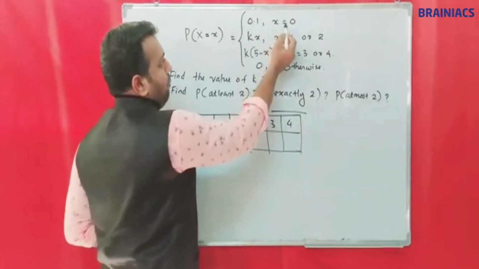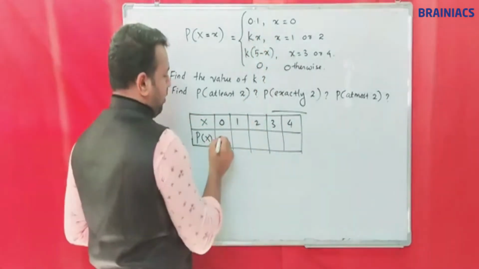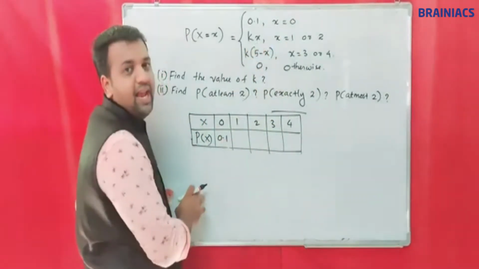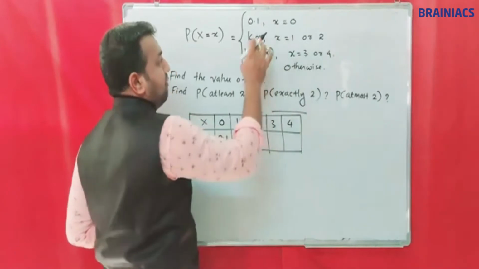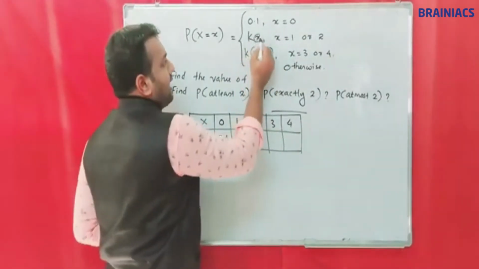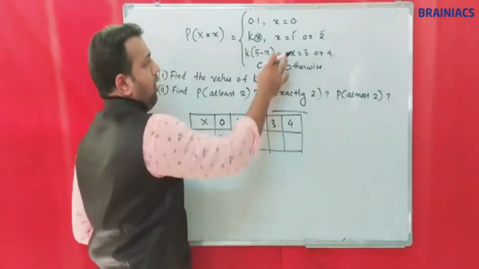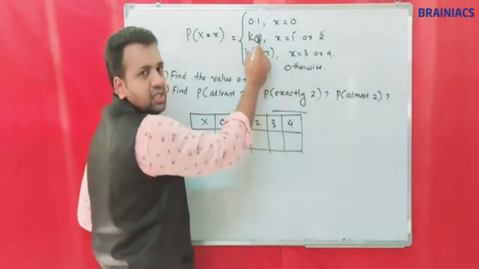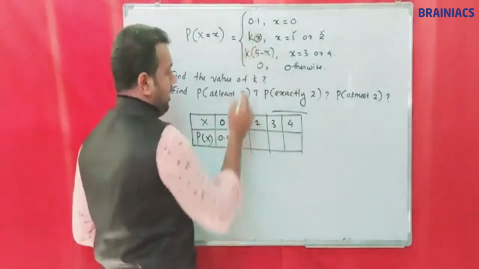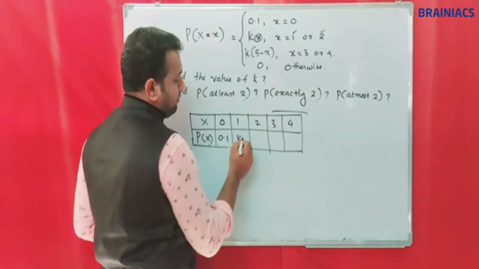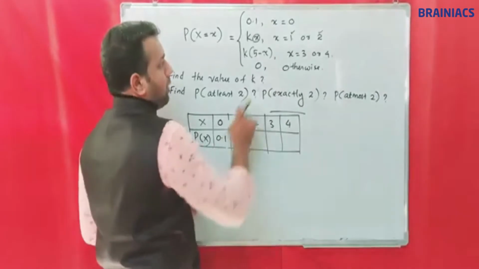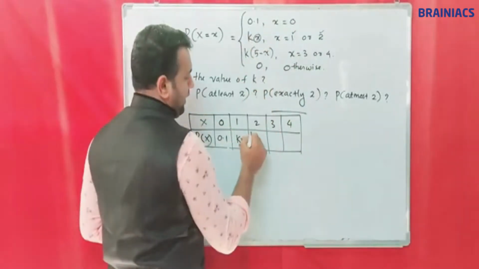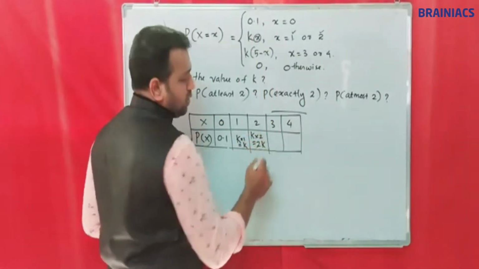So P of x equal to 0 is 0.1 here. P of x equal to 1 is kx, where x takes value 1 or 2. To find the probability of x equal to 1, we put 1 for x, so k into 1, the answer becomes k. For P of x equal to 2, we also get kx. We put the value 2 for x, so we get k into 2, probability 2k.